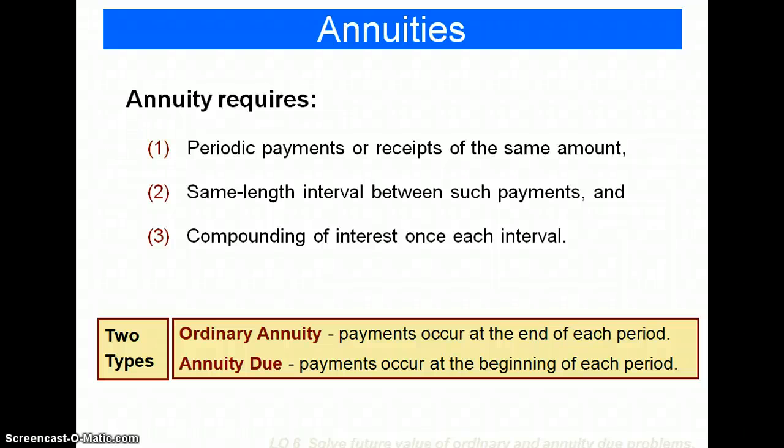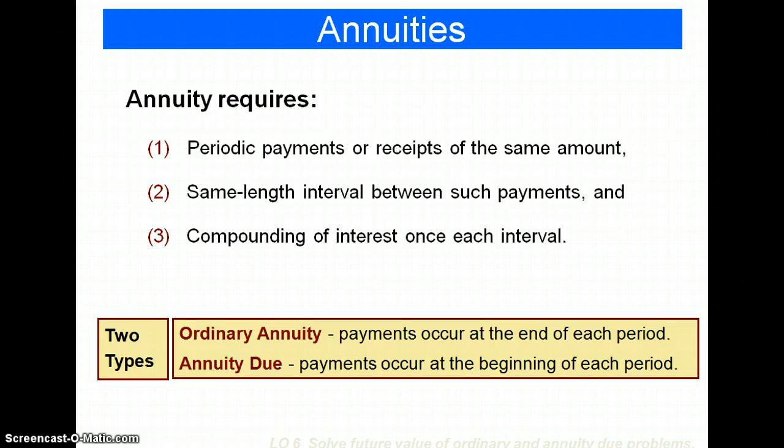Alright, this time value of money concept deals with annuities, and specifically we're going to look at the present value of an annuity. An annuity requires periodic payments or receipts of the same amounts. There's the same interval of time in between such payments, and the compounding of interest occurs only once during that interval. There are two types.